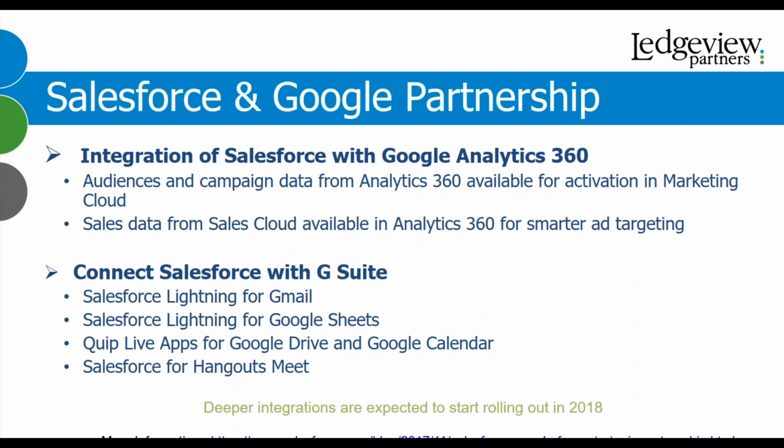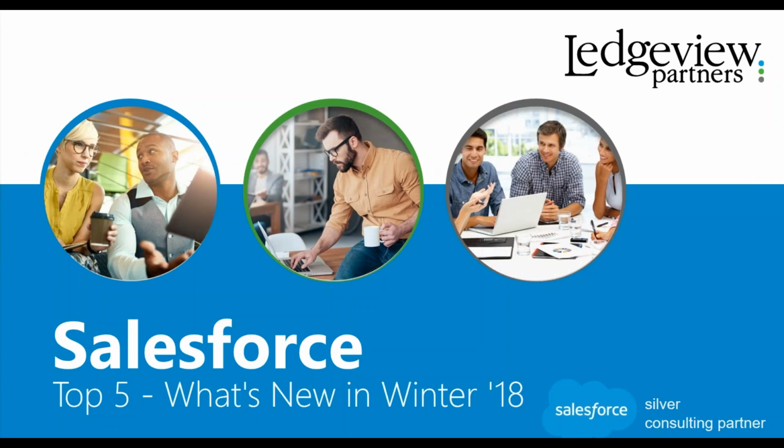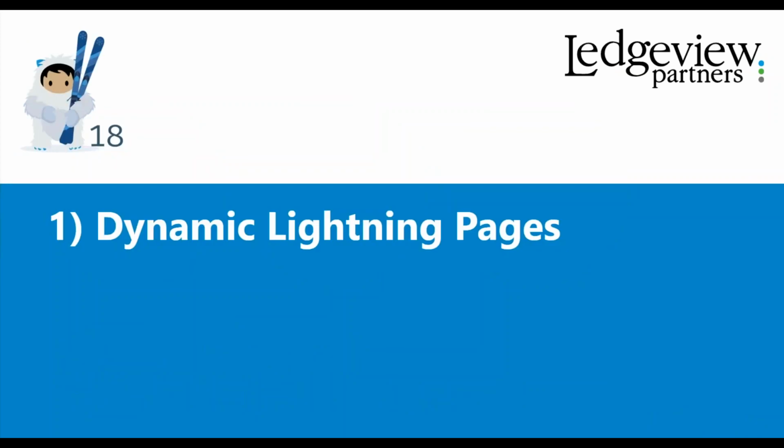All right, so next up on the agenda, Winter 18. So a little more of this is released now. What's available now? I want to talk through just the top 5 features. Obviously there are a lot more features, but these are the key ones that we felt were at the top of the list. So, dynamic lightning pages.